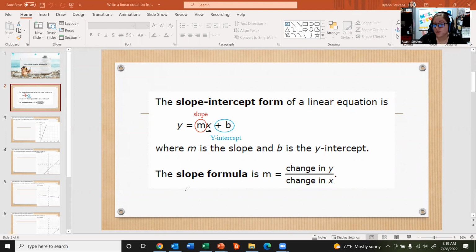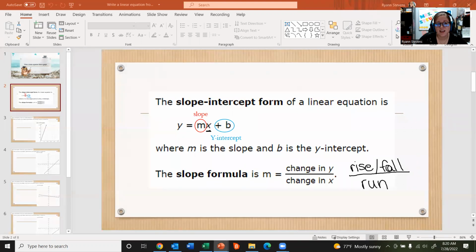And also it's important to remember that the formula for slope is we're looking at the change in y over the change in x, which you can also refer to as your rise, or we could say your fall, depending on if it's going up or down, and that's over your run, which is your left to right movement.